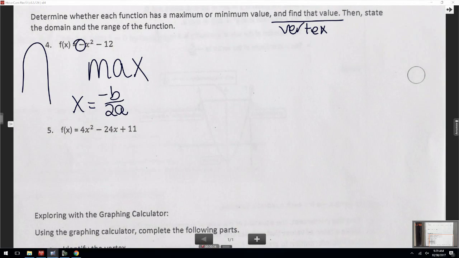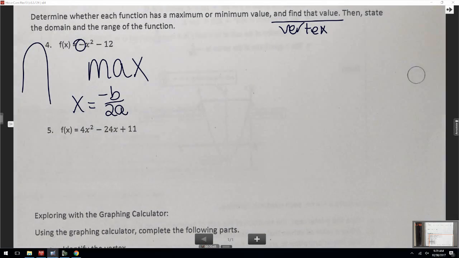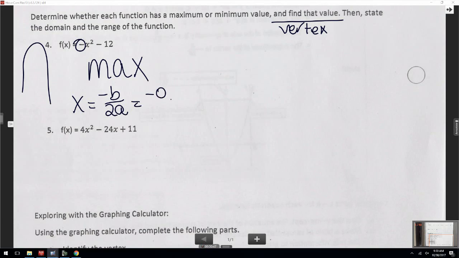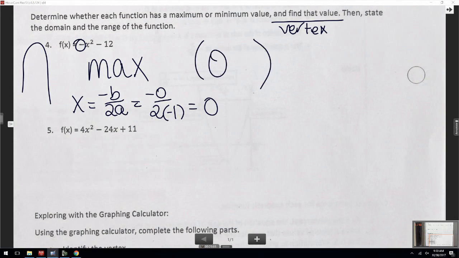Alright, b is always the value with x. Not x squared, but x. Do you have an x value? No. So if you don't have any x's, you got 0. Alright, your a is the number in front of x squared. Guys, what's the number in front of x squared? Negative 1. And if you plug that in your calculator, you're just going to get 0. So now you know the first value of your vertex.